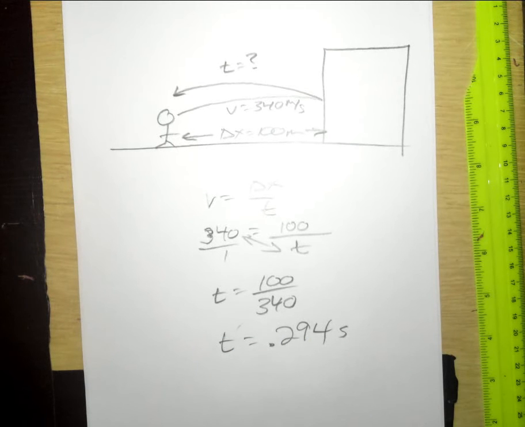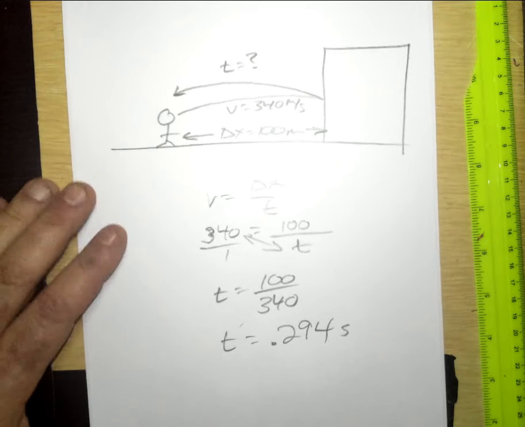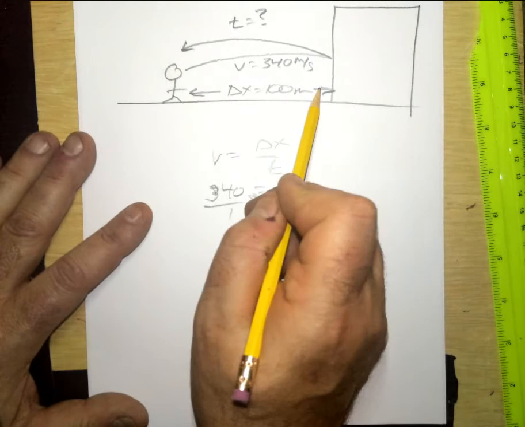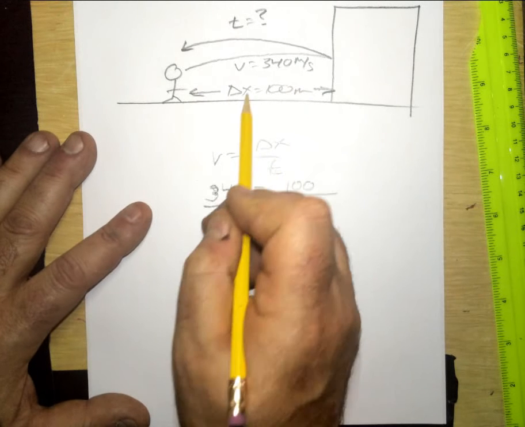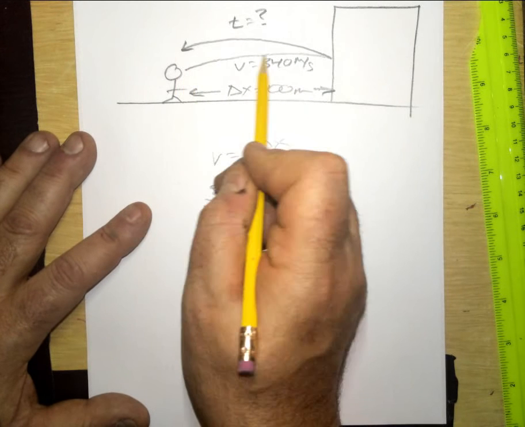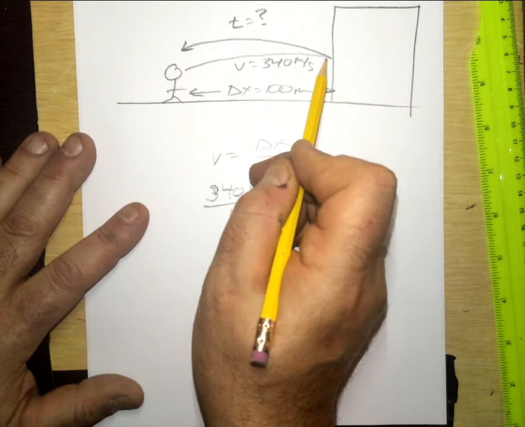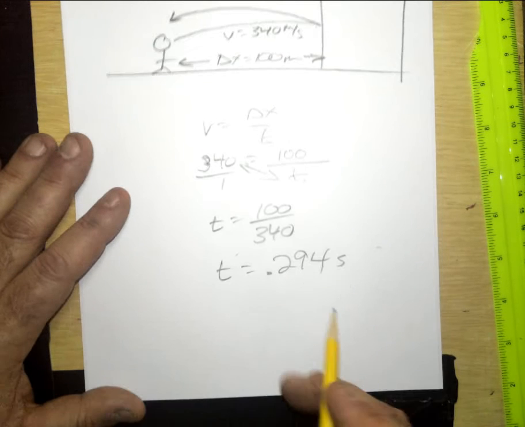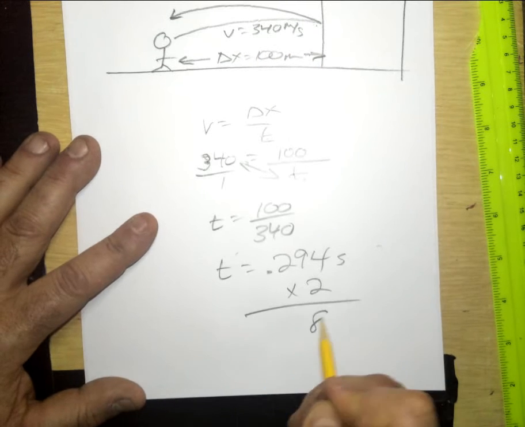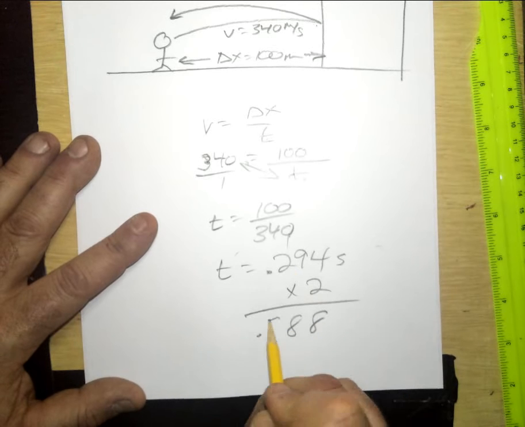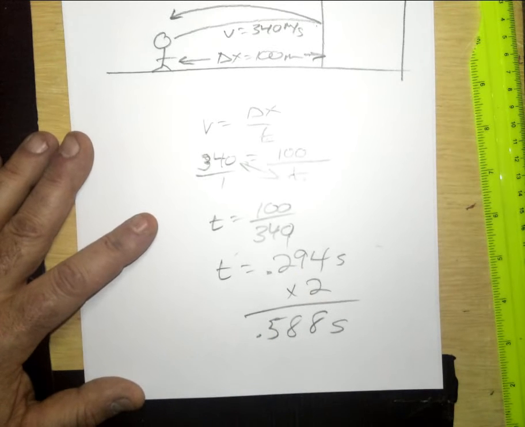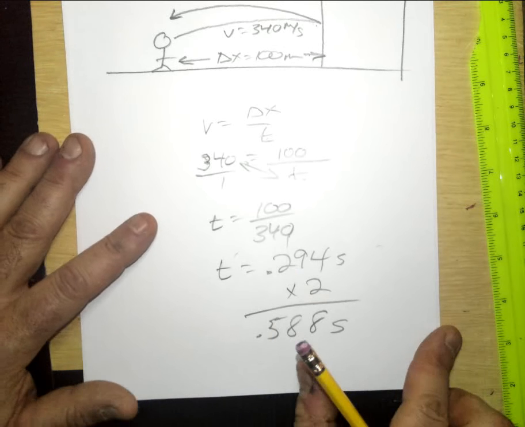But is that really our answer? No. Max, what do we do? You need to multiply by 2. Yep. We only did the delta X being 100. So this T that goes along with that is just the time for your sound to go to the building. Now we got to retrace our steps and go back, and we assume it's going to take the same amount of time. So we multiply this by 2, and we get 0.588 seconds. That was question number 7.